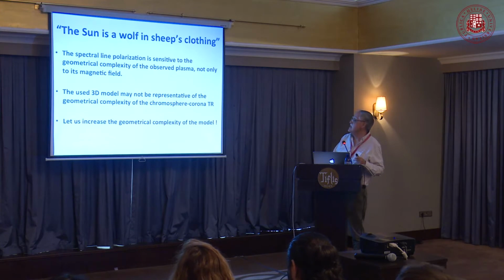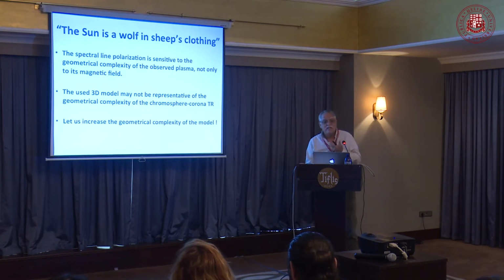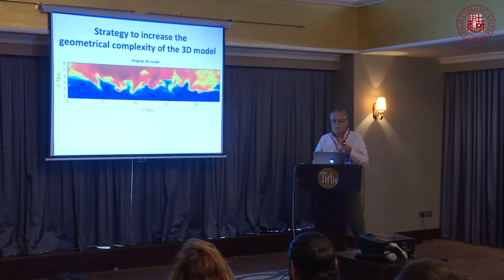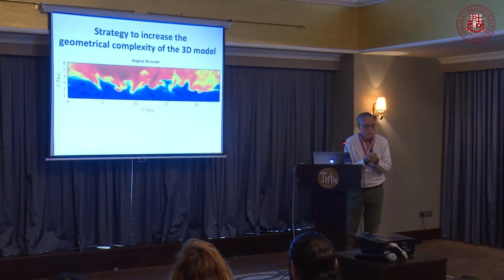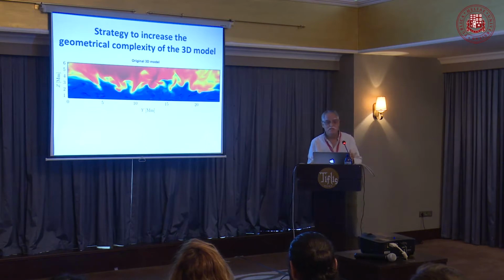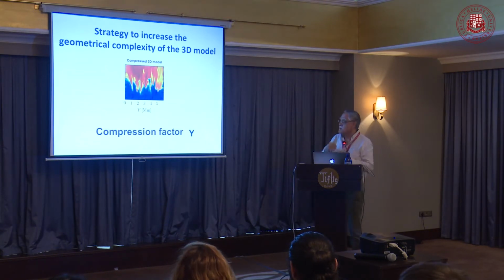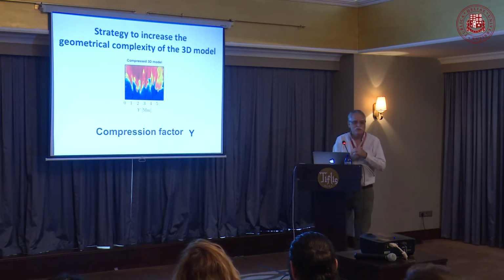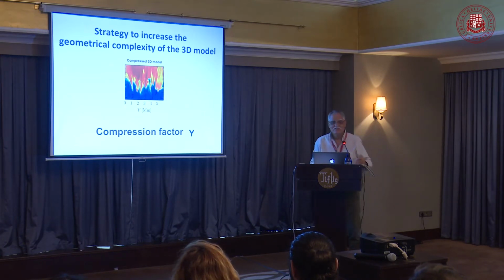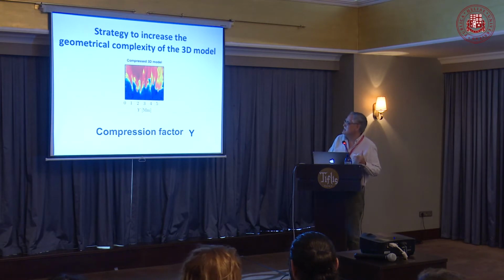So let us increase the geometrical complexity of the 3D model. But instead of using ambipolar diffusion like Martínez-Sykora, I am going to use a much simpler method, which is to squeeze the model horizontally. And I am able to create wonderful spicules of type 2, perhaps. So now let's do the experiment here.